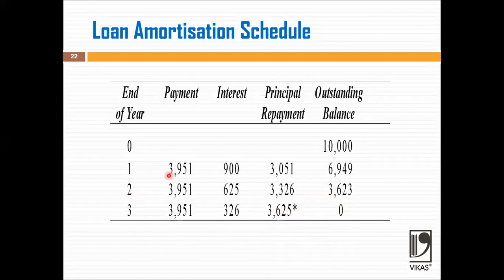So how did we get this value 3,951? We have taken a loan of 10,000 for 3 years, and based on the formula, we have found 3,951. So how do we get it? Isuru, how do we get this value 3,951 as the installment?